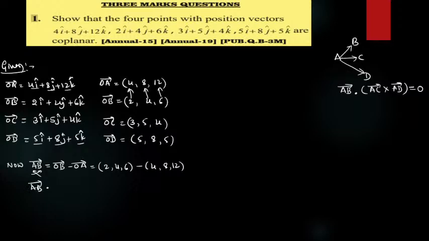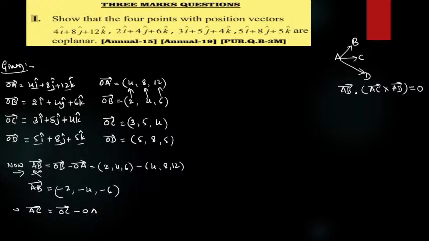The required AB vector will be 2 minus 4, that will be minus 2, again 4 minus 8, that will be minus 4, and 6 minus 12, that will be minus 6. So you will get the AB components. Similarly, you need to find the second vector, that is AC.